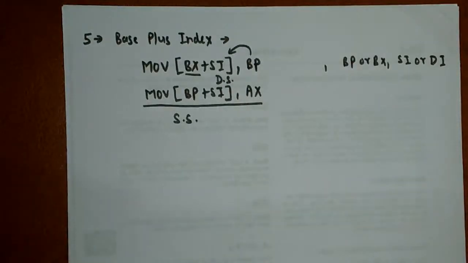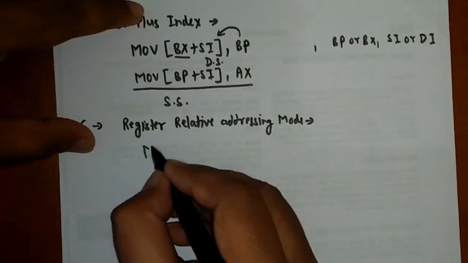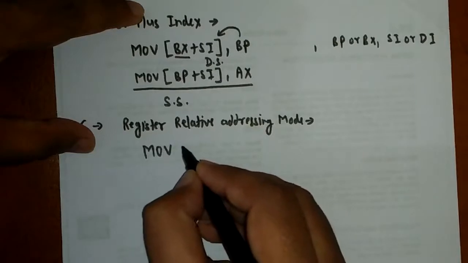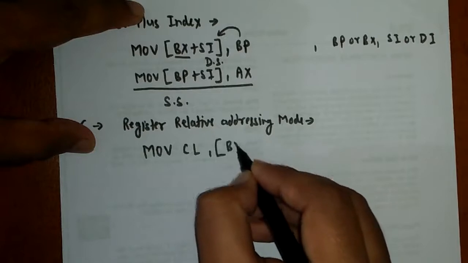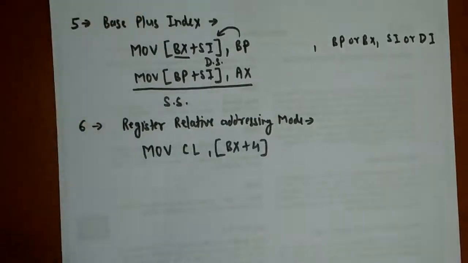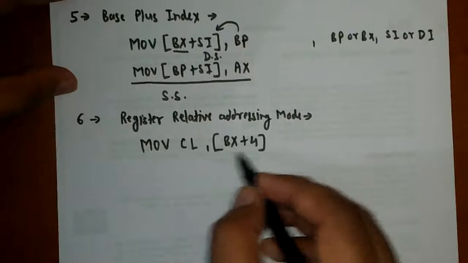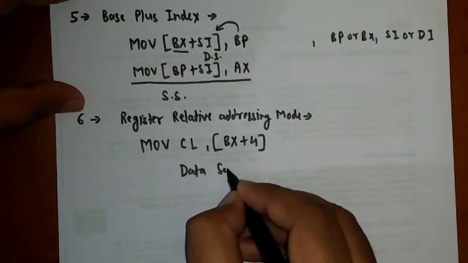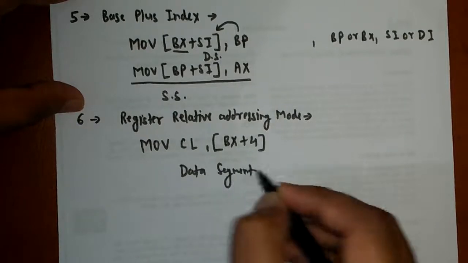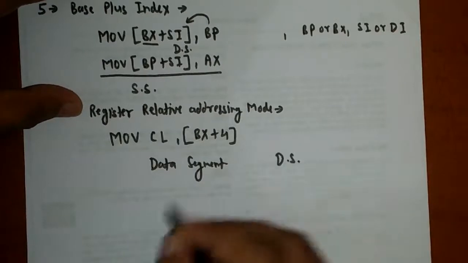Next addressing mode, register relative addressing mode. The instruction type that we will encounter in this type of addressing is MOV CL, [BX plus 4], where, in order to get a 20-bit address, I have written BX here, that means the default segment will be the data segment. And how will you get a 20-bit address here? First of all, you will take the content of the data segment.